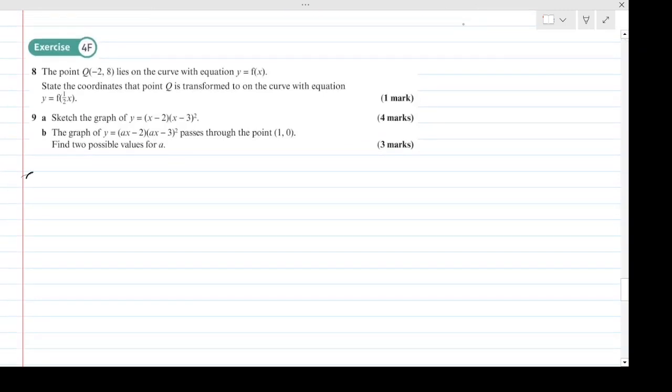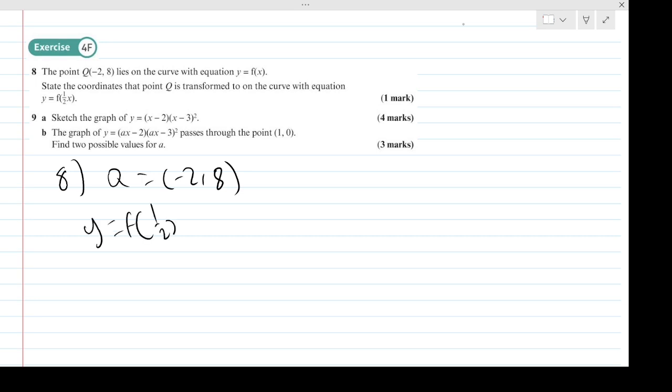So first of all, question A. It said the point Q, which is -2, 8, lies on the curve of equation y is f of x. State the coordinates of the point Q is transformed into on the curve of equation y is f of a half x. So in this new transformed curve, where does this point go to?